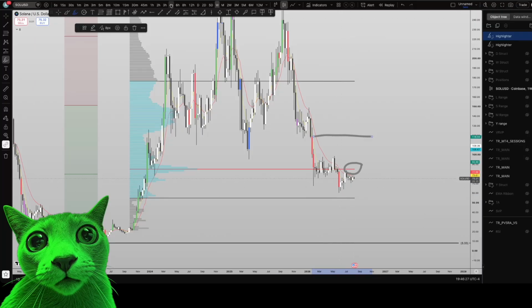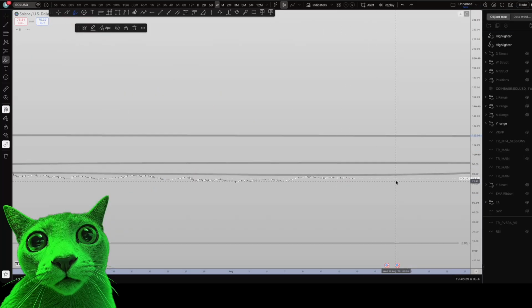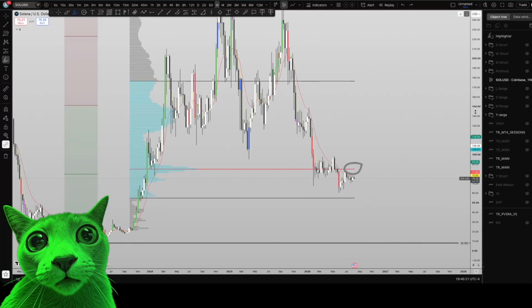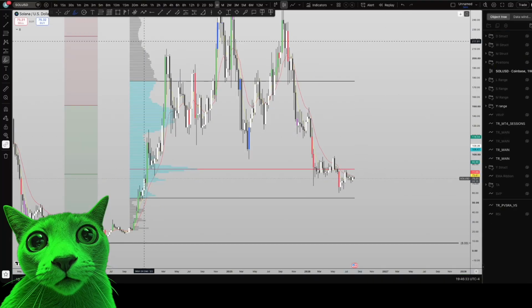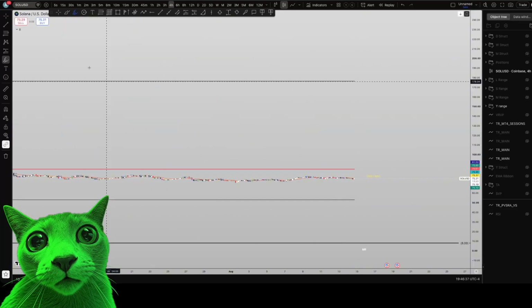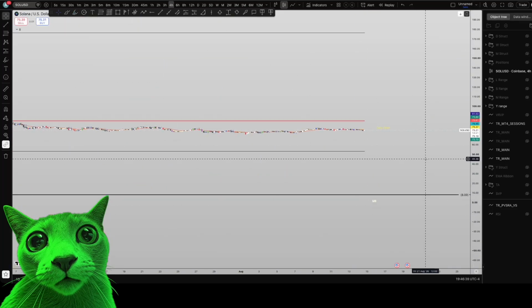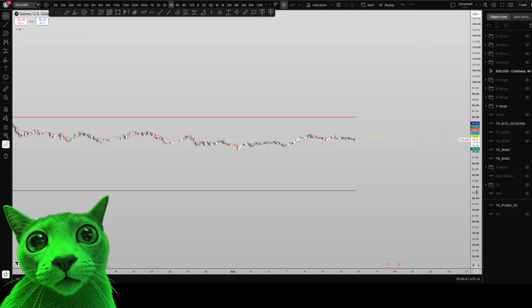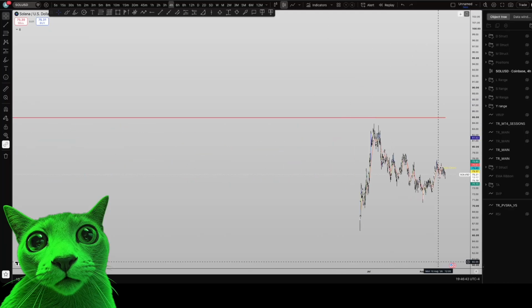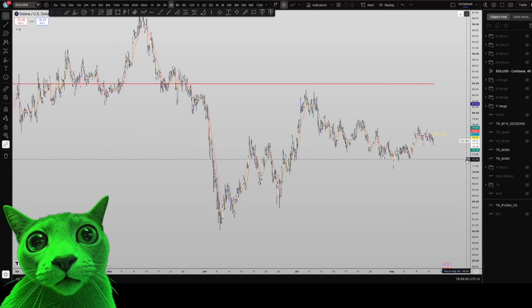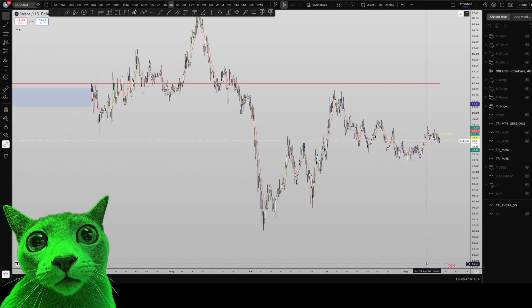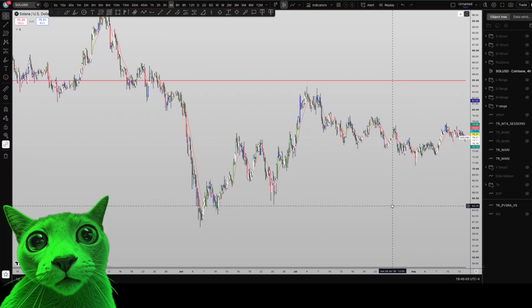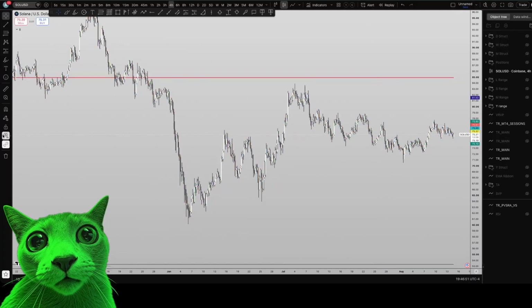If we zoom into the 4-hour time frame, let's see how that's looking. Sorry, I'm messing up right now. Okay, so let's zoom out. Let me hide all the indicators so it's easy to see.